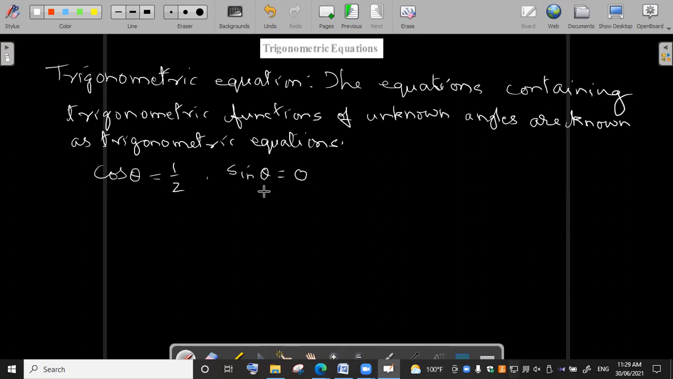But it can be 180. It can be any number. Not any number, but many numbers which have a difference of 180 degrees will give you 0. So we will see that like this. This is the main definition of a trigonometric equation.